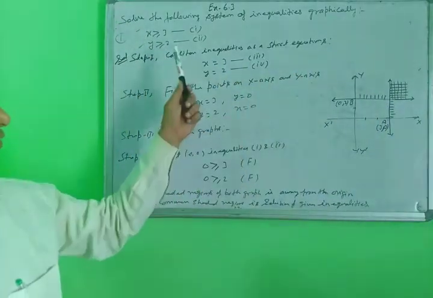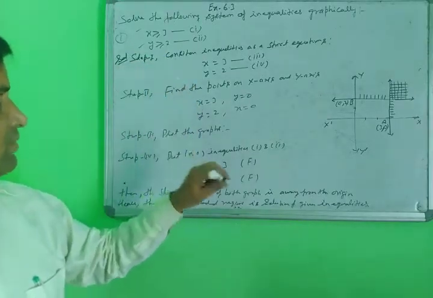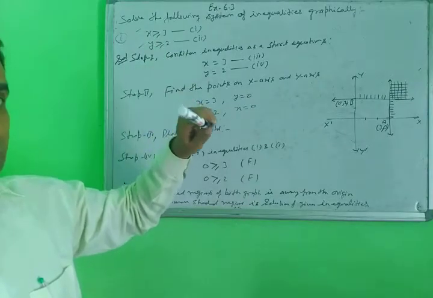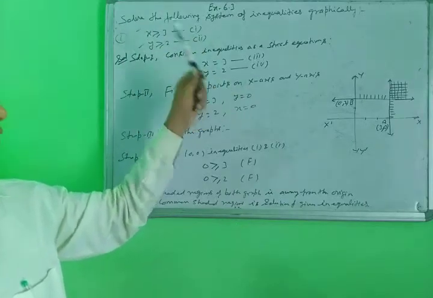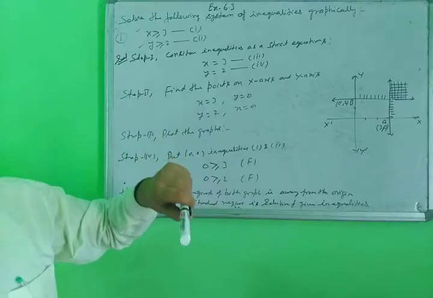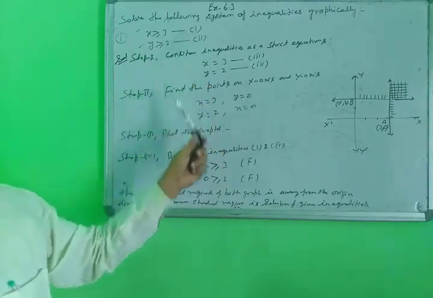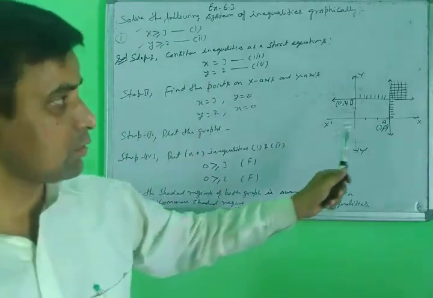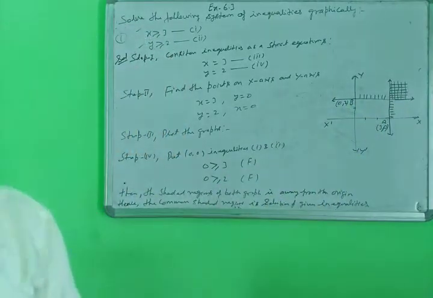Note down the first step to the fourth. Exercise 6.2 and 6.3 are the same here, because only the number of inequalities is more. Exercise 6.2 has only one inequality, while exercise 6.3 has more inequalities, but the four steps are the same. So both exercises have the same steps, but the solution region is the common part here. This is called the solution region. Just note down.